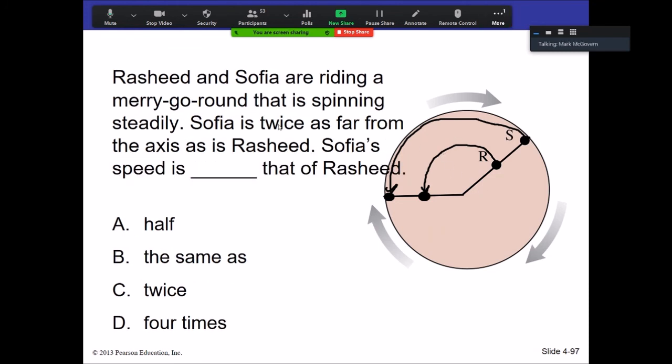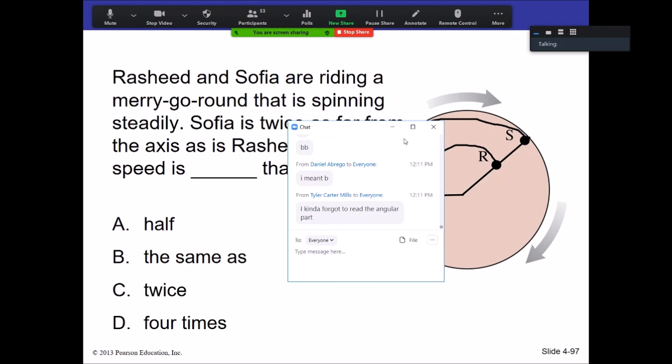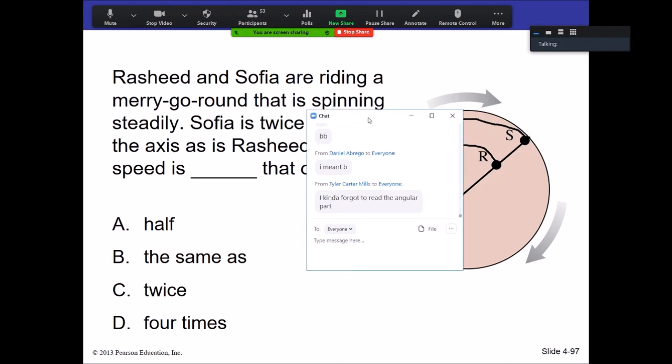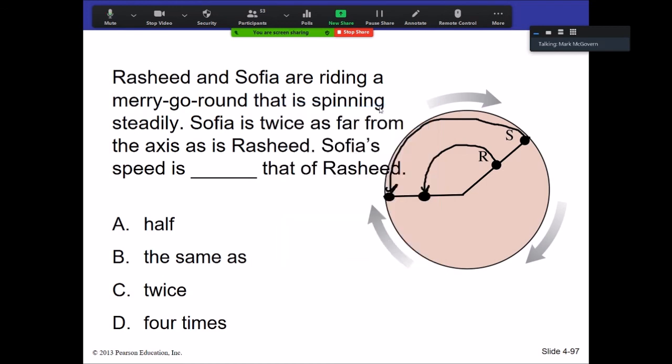All right, let's keep going. Same setup. So what is Sophia's speed compared to Rashid? What is Sophia's speed compared to? Not relative, compared to.